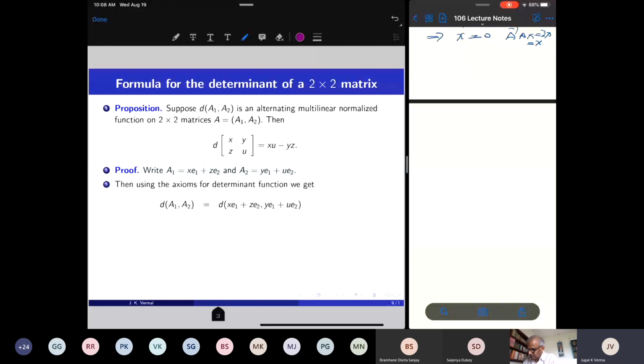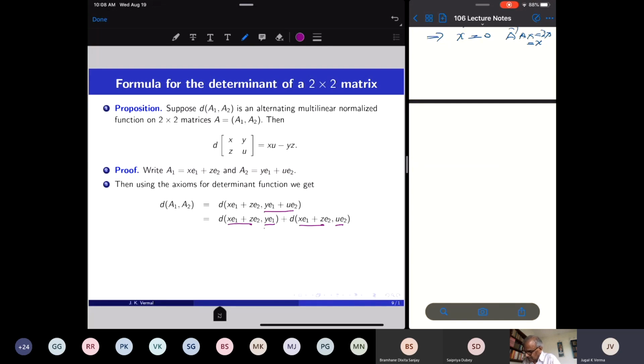we will use the multilinear property. So d of A1, A2 is d of this and this. Each is a linear combination of E1 and E2. So I apply the multilinear property in both the components. I will first split ye1 plus ue2, so that becomes ye1 and ue2, and I keep this fixed.